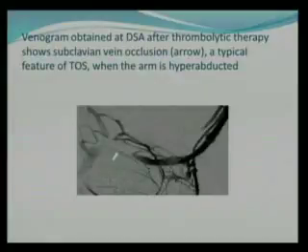This is Venogram obtained at DSA after thrombolytic therapy shows subclavian vein occlusion. Here you see subclavian vein occlusion, a typical feature of thoracic outlet syndrome when the arm is hyperabducted. So this is a very important case because it shows us a couple of things.